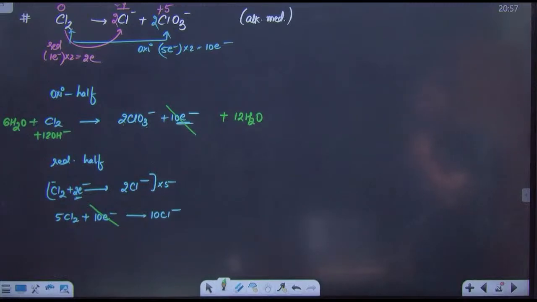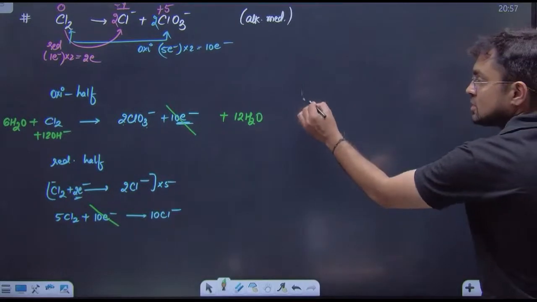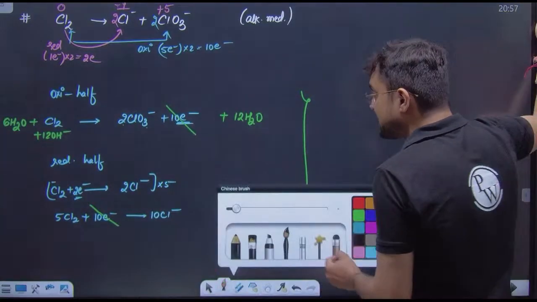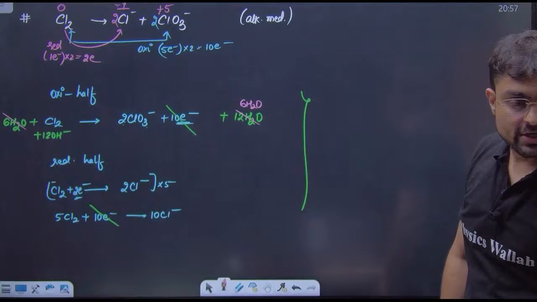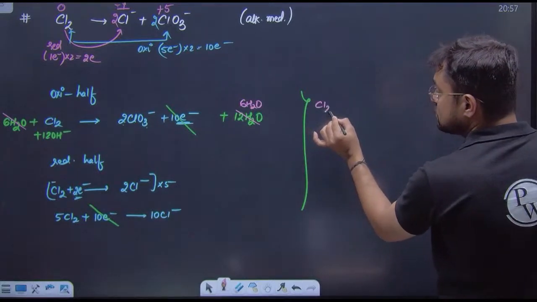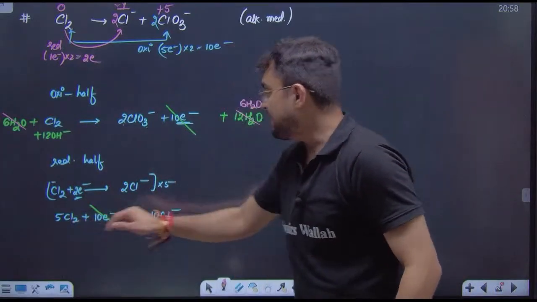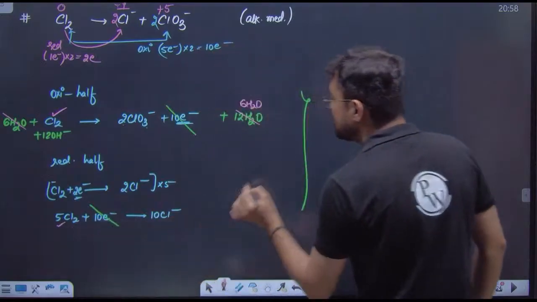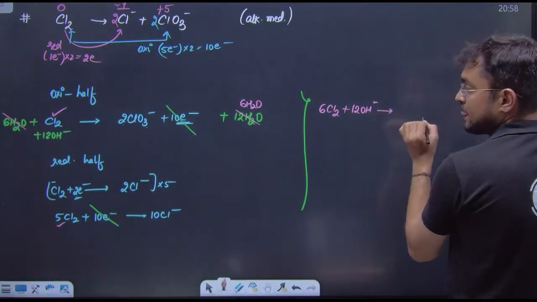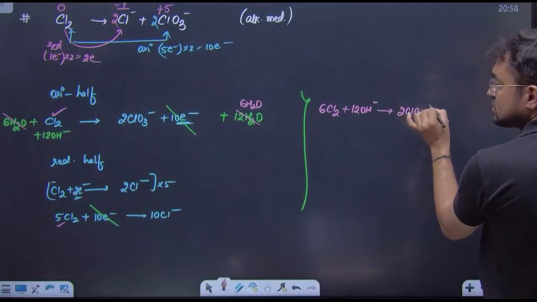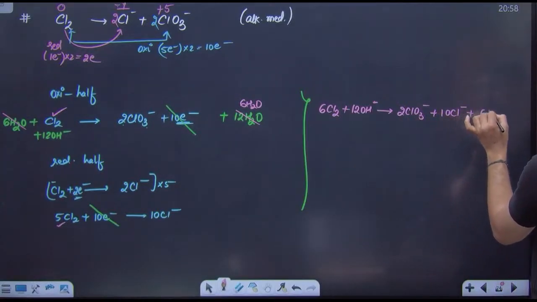Now let's combine everything. So guys, can I say that on the reactant side 6 water molecules will be cancelling this 12 water molecules, and now there are only 6 water molecules remaining. So finally we will be having Cl2 plus 5 Cl2. See, 1 Cl2 here, 5 Cl2 here, so total 6 Cl2 plus 12 OH negative giving you 2 ClO3 negative plus 10 Cl negative plus 6 H2O.